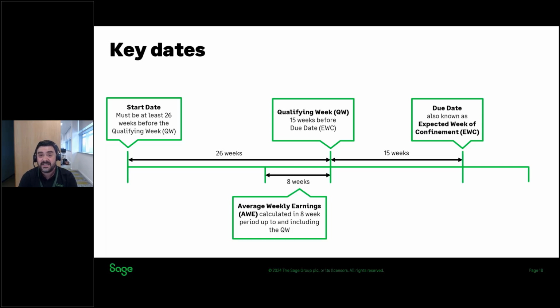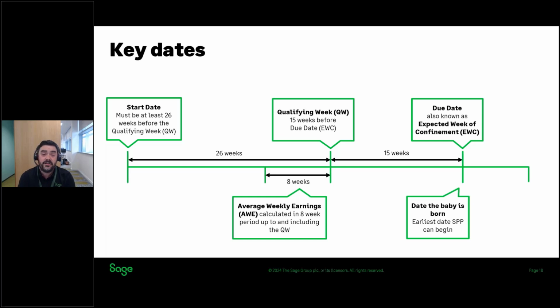Average earnings is calculated in the same way as it is for maternity, but this is more an exercise of checking that they qualify for the payment, so it needs to be above £123. The rate of pay for paternity is the standard rate, £184.03 per week, or 90% of average weekly earnings if that's lower.